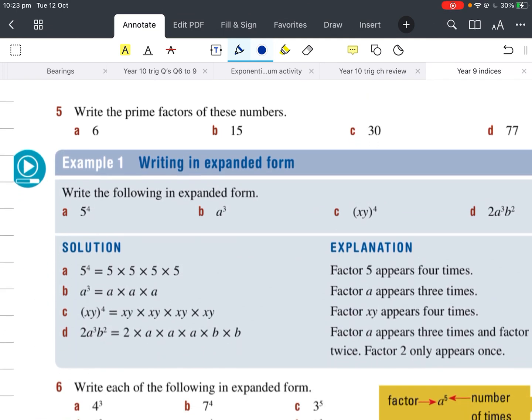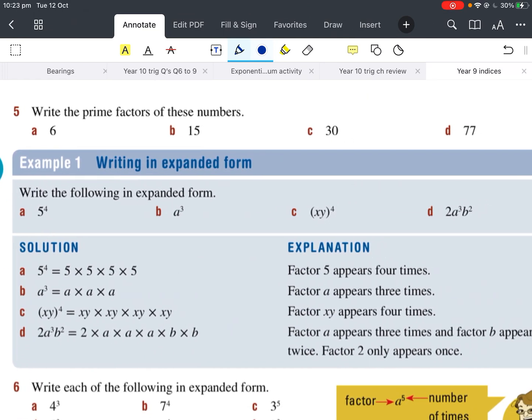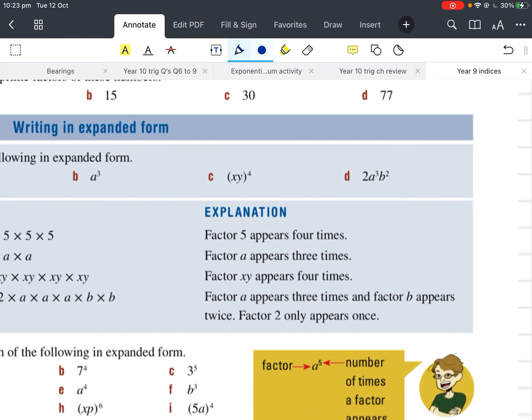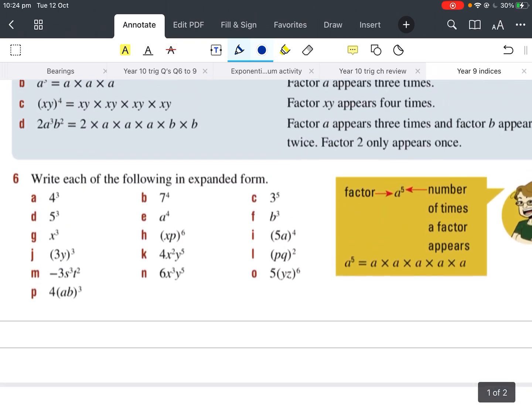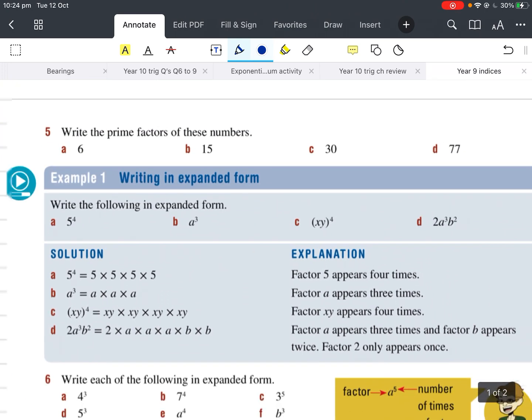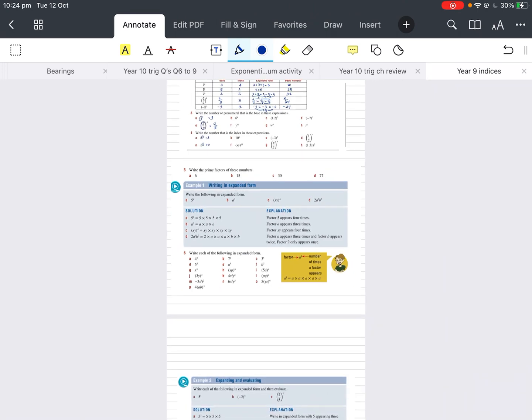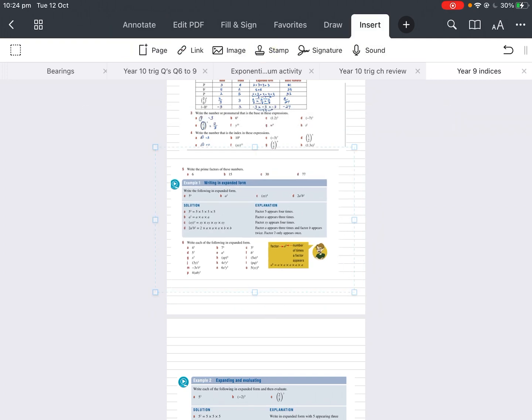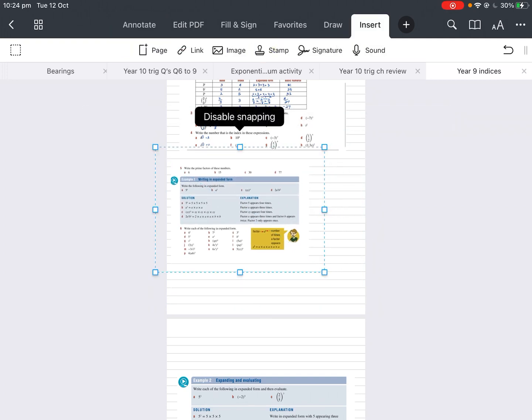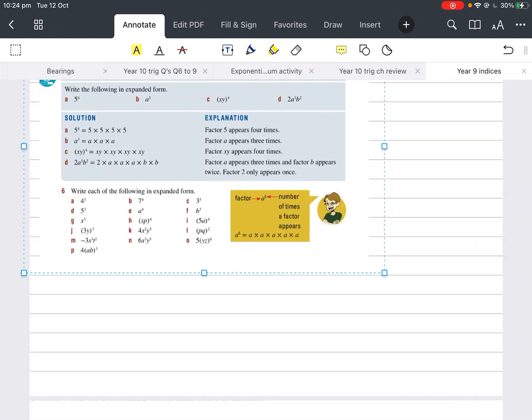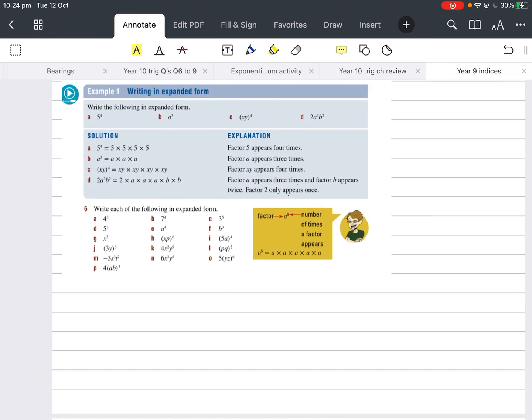Alright, question 5, write the prime factors of these numbers. Alright, so I'm running out of room here. Let's see if I've got a bit of room. Oh, down here, I'll do it down here. In fact, you know what I will do? Sorry, I will. Come on. No, it's not going to let me. Let me see. I'm just going to make that a bit smaller. There we go. And I might be able to get some thingies in now. Oh, my neck keeps cracking.